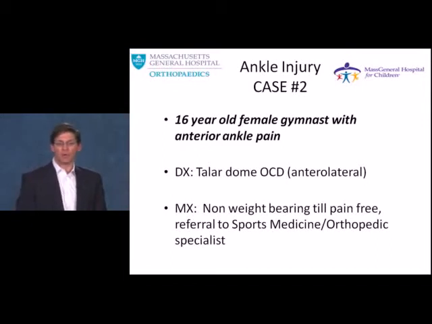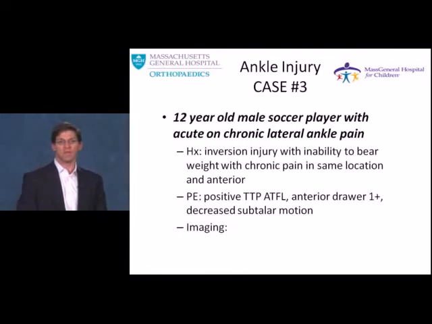Coming back to management, once again, if you are unaware or unsure of how to treat any condition, no specialist will ever find fault with protection in a non-weight bearing state. Case number 3, a 12-year-old male soccer player with an acute on chronic lateral ankle pain.